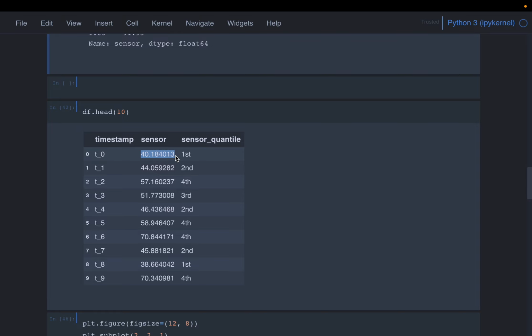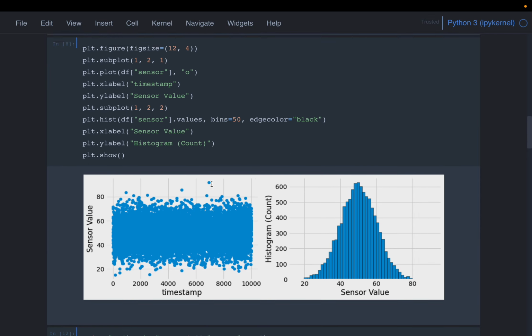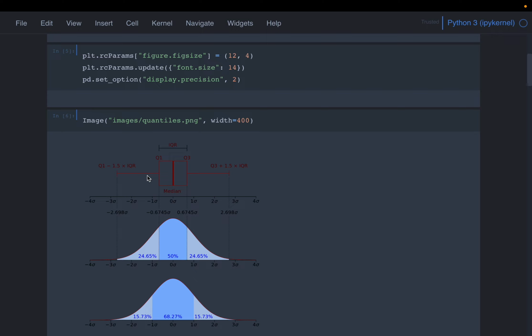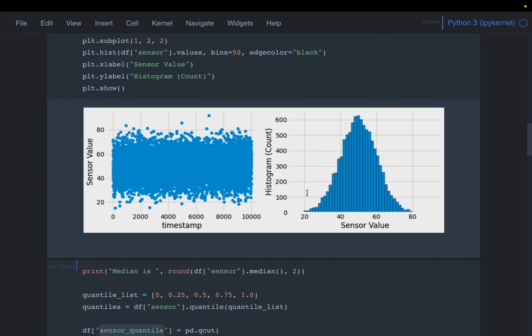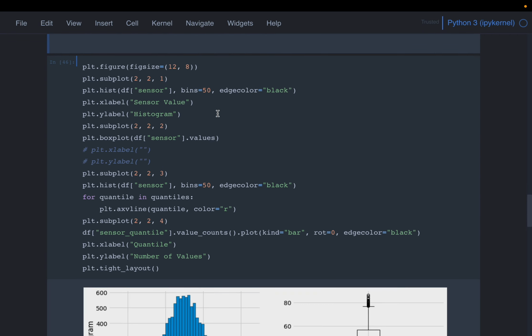For example, the value 40 belongs to the first quantile, 44 belongs to the second quantile, because we must have the 25th percentile or Q1 at 43, right? So this value belongs to the second quantile. So going back to this picture, 40 will be lying somewhere here in this region, whereas we have 43 as Q1 and 44 is somewhere here. So that belongs to the second bin. Okay. All right. So that's how we have transformed the data.